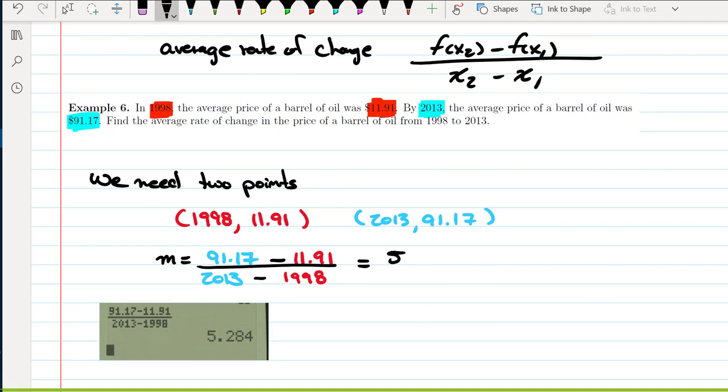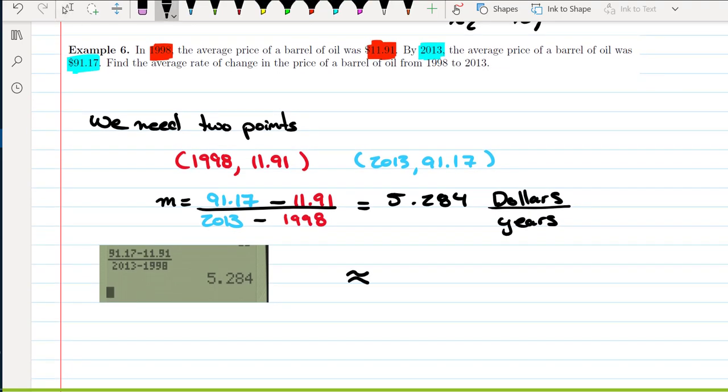So we have 5.284, but we have something else that we should probably at least note. So in the numerator, 91.17 and $11.91 were in dollars, and 2013 and 1998, their units were years. So what this really tells us is that our rate of change was $5.284 per year. So the division is our per here.